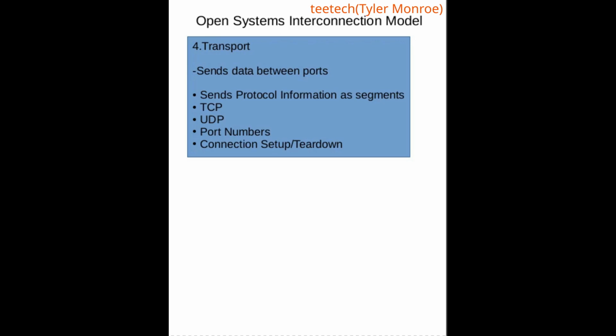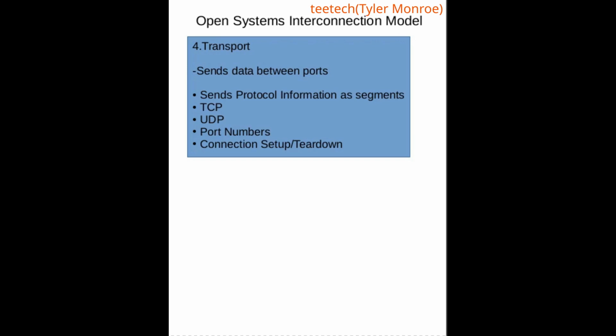For instance, there's many other clients and servers to use for different tasks, but its job is to send the protocol information as segments. So it segments it up, and it wants to put a port number, a source port number, and a destination port number to identify that connection between the client and server.